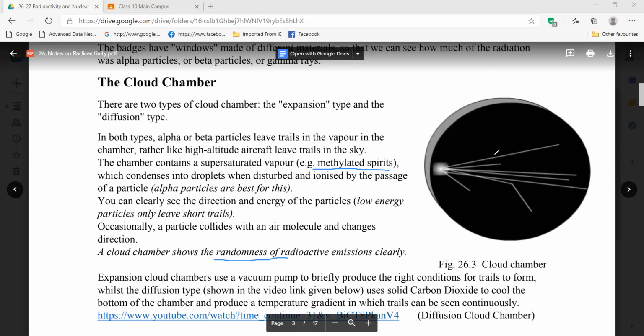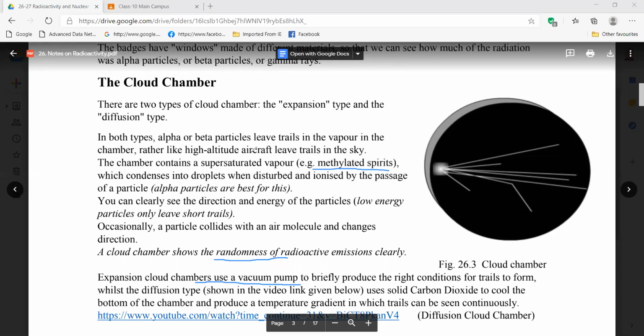Some of the emission is giving you a long tail, and that one is giving you more emissions. And some are giving you less, having fewer emissions. And finally we have here another one, the cloud chambers. Cloud chambers use a vacuum pump, so it is also giving you similar tracing. We can see that one in the video link. The video link is given there.